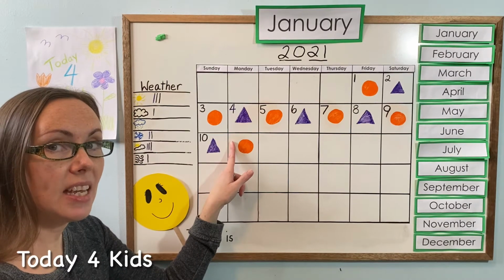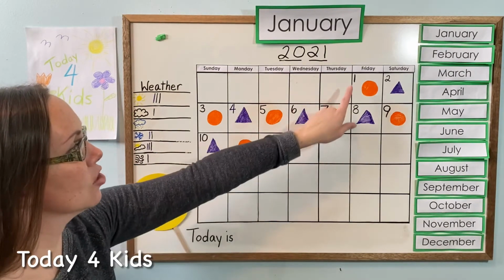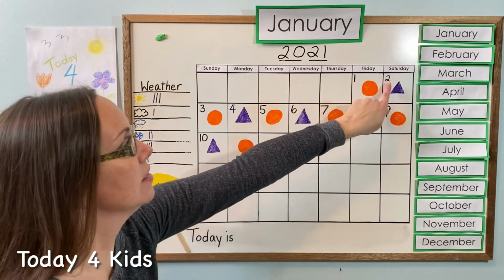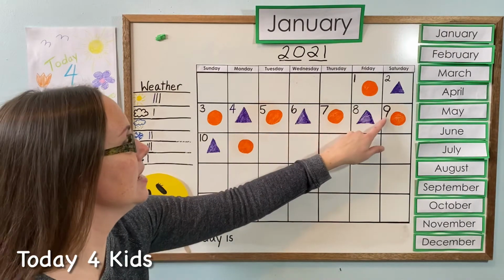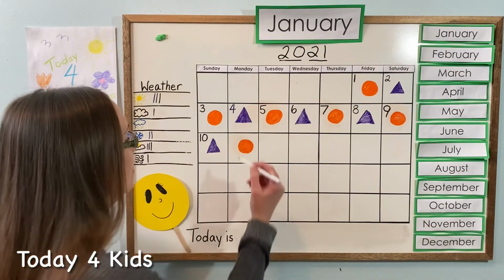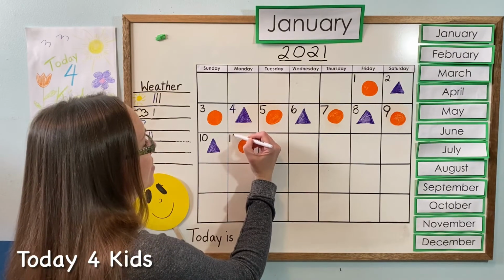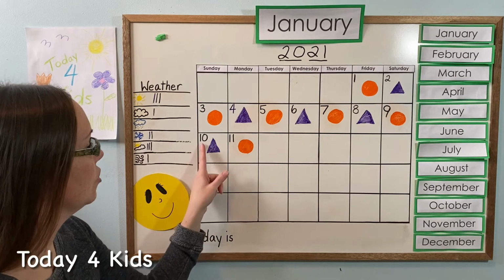Should we go to the beginning and start counting together and see if we can figure out what comes after 10? Let's go back to the 1. 1, 2, 3, 4, 5, 6, 7, 8, 9, 10, 11. Did you guess 11? That's good guessing. So 11 has 2 digits too, just like the 10.